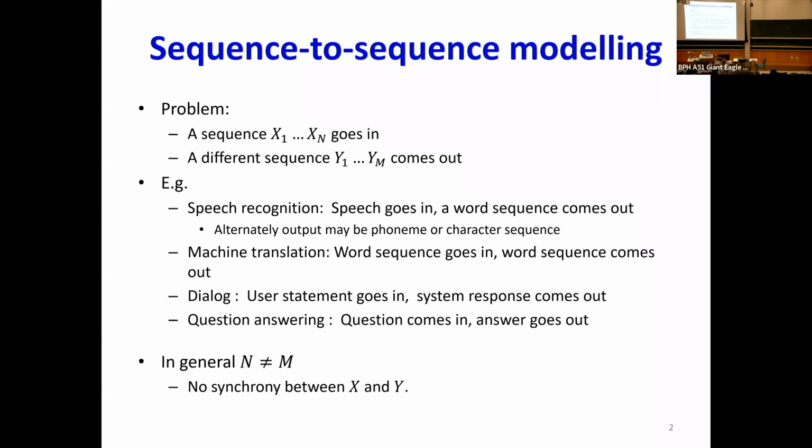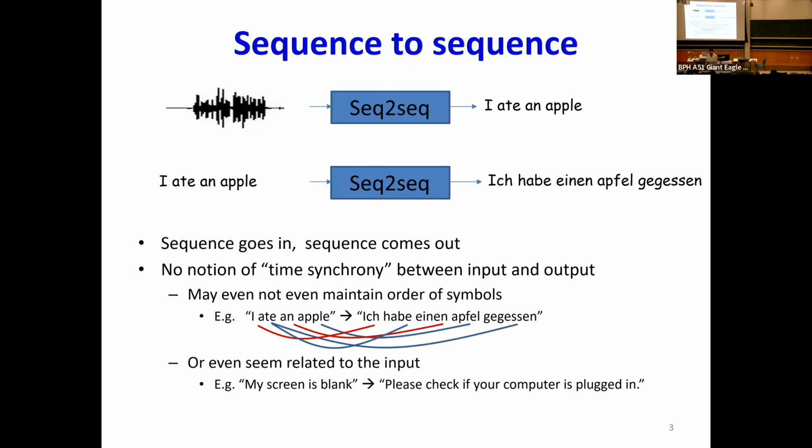These kinds of problems occur, for example, in speech recognition, where speech goes in and a word sequence comes out, or in machine translation, where one word sequence goes in and a different word sequence comes out. Dialogue systems: a user's input goes in, the system's response comes out. Question answering: a question goes in, an answer comes out, and so on. In general, the number of symbols in the output sequence need not have any relation to the number of symbols in the input sequence. So you can have different kinds of problems.